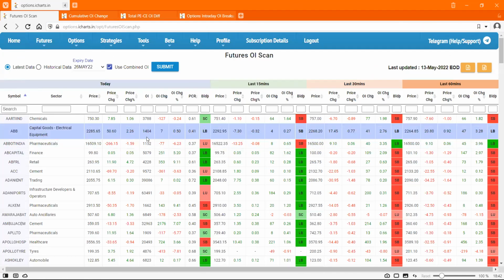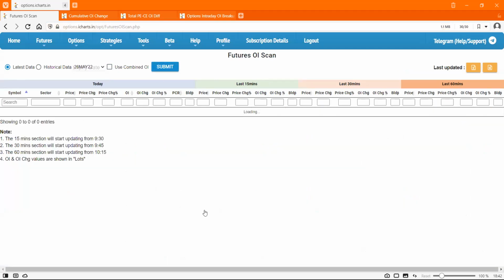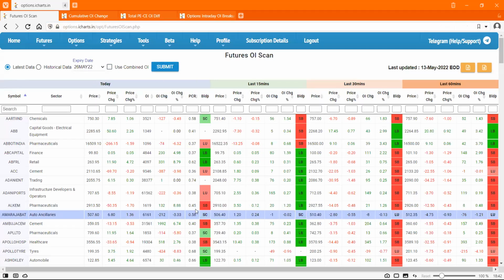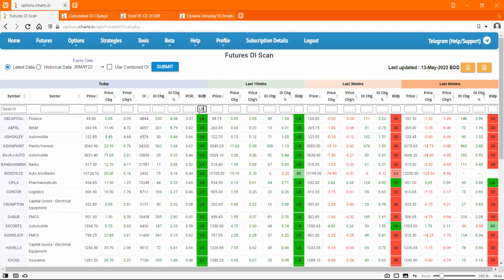Yeah, here what I had mentioned is when you are trading in stocks, whether in cash or futures, you can select based on buildup this way. If the market is bullish, you can enter LB and press enter over here. This is the buildup of today, for today.